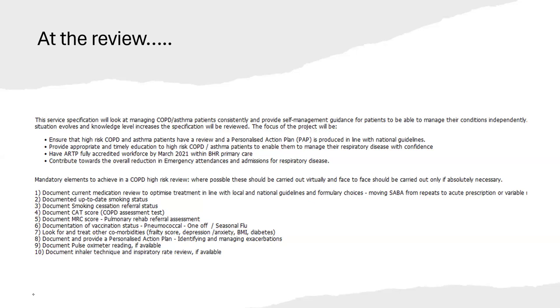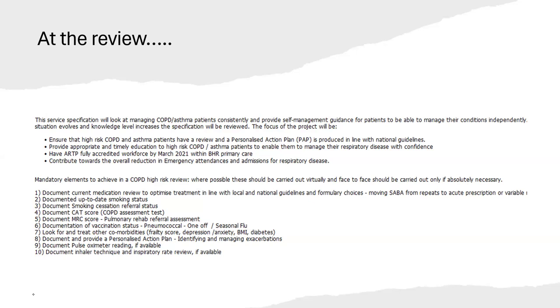So we do a CAT score, which is a COPD assessment test. It's really complicated to remember. There is an online calculator, so I normally text it to the patient through Accurx to fill it out before they come and see us. The higher the score, I think the worse their COPD is. All this has to be documented.